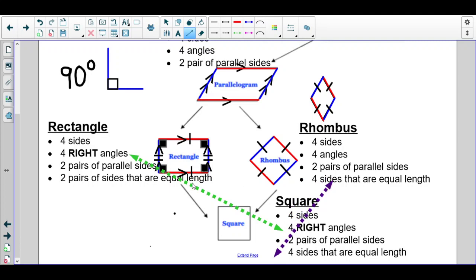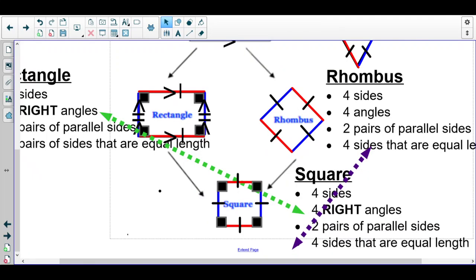So, taking a look here at the square, our properties for the square, we have 4 sides, 1, 2, 3, 4, 4 right angles, just like our rectangle up here. Two pair of parallel sides, so the red and then the blue, and then four sides that are equal length. So we would show that with just the one hash mark right here. So a square has some principles of the rectangle and then some of the rhombus.